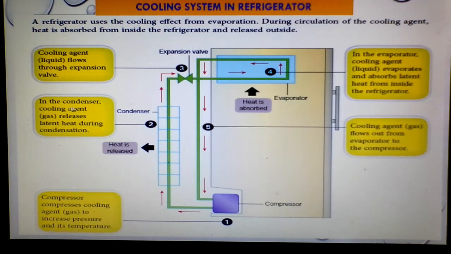Next, what happens? In the condenser, the cooling agent releases latent heat during condensation. The cooling agent flows through the expansion valve, and here in the evaporator, the cooling agent evaporates and absorbs latent heat from inside the refrigerator, so heat is absorbed. The cooling agent then flows out from the evaporator to the compressor and the process is repeated. So you can see the evaporation in the freezer will produce a cooling effect in the freezer.